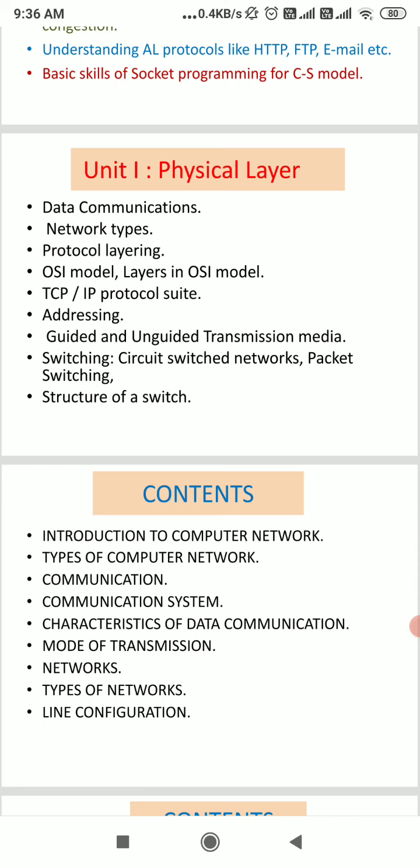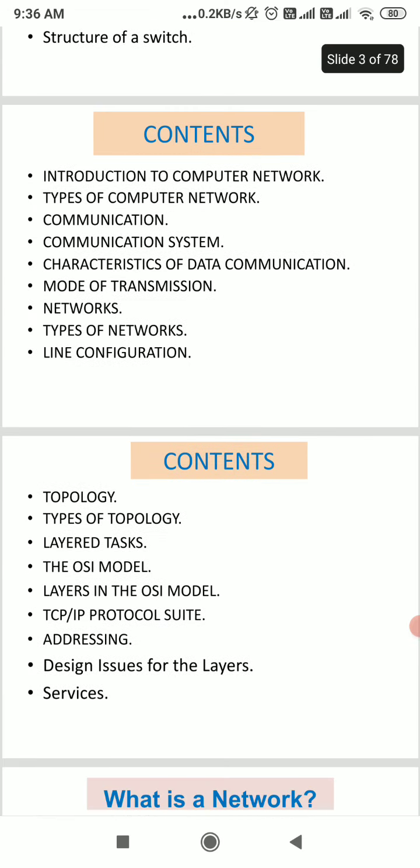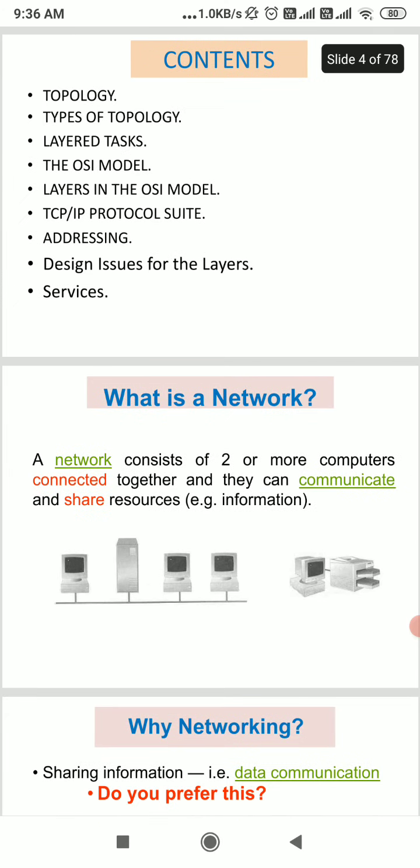Then we will move to the switching. We will see there the structure of a switch. So here you can see the syllabus, already I have given it here. So now we can directly move to our syllabus.